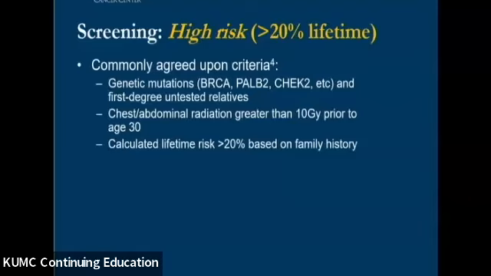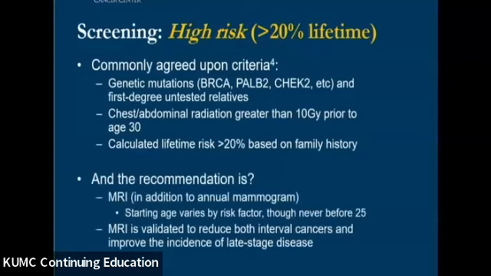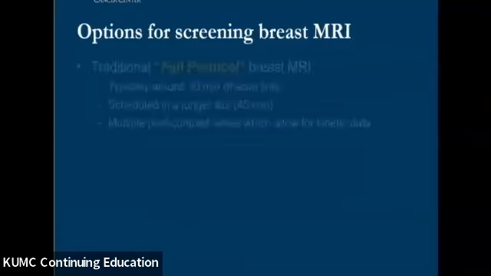These risk categories are very well agreed upon. These are patients with genetic mutations or their first-degree untested relatives, patients that have had chest or abdominal radiation therapy, and a calculated risk of greater than 20% based off family history. And for those patients, we recommend annual MRI. The starting age varies by risk factor, but we don't recommend any screening before age 25. This is because MRI is validated to reduce both interval cancers and improve the incidence of late stage disease.